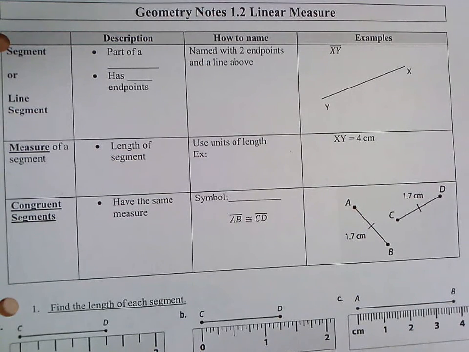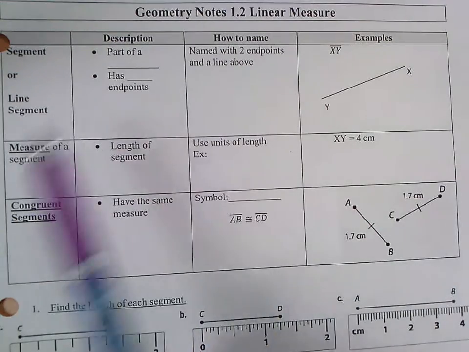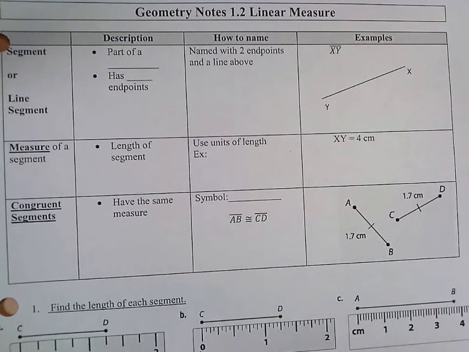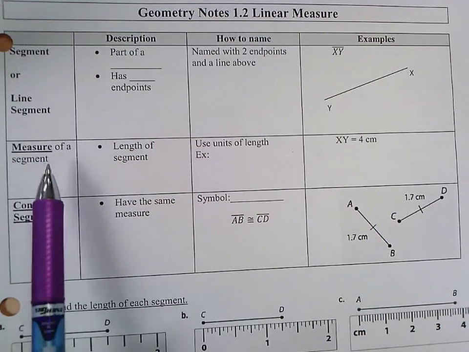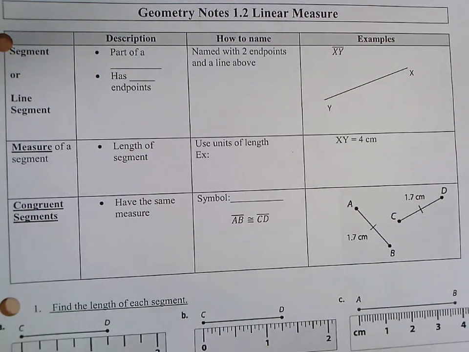But for linear measure, we are looking at how to measure segments and then also how to calculate with segment measures. So we're really dealing with segments today. So kind of a table like you saw yesterday with points, lines, and planes. Here we're talking about segments, which can also be called line segments, measures of a segment, and then congruent segments.